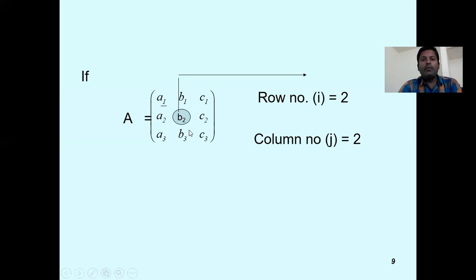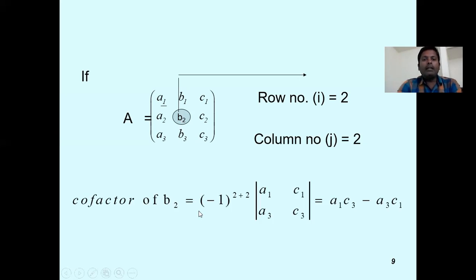Where is the B2 value? The B2 value is available in row number 2, column number 2. So the cofactor of B2 is equal to (minus 1) to the power of, where is B2? Row number 2 and column number 2. So we write (minus 1) to the power of 2 plus 2, into the minor of the element.